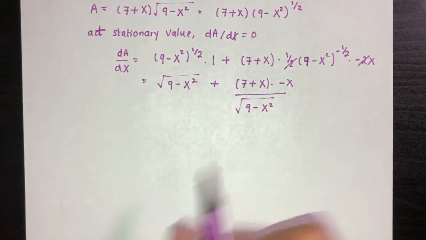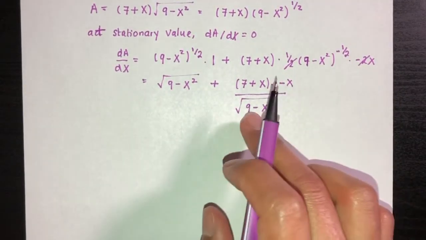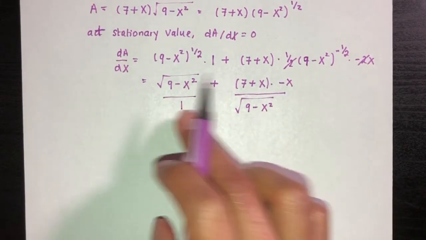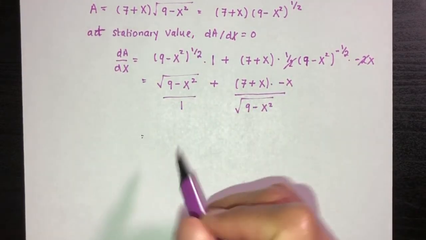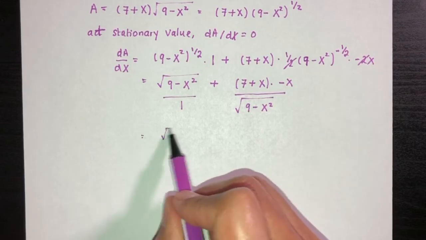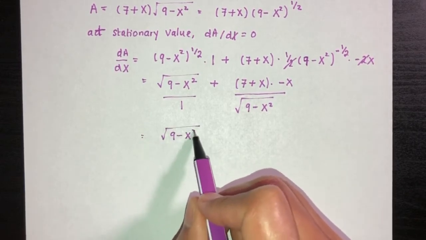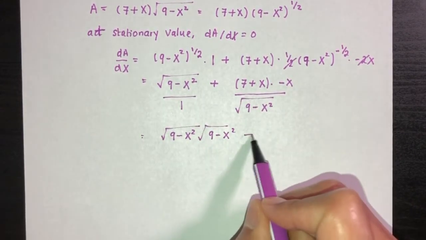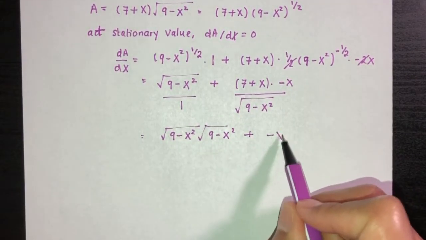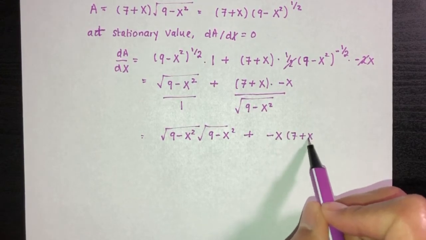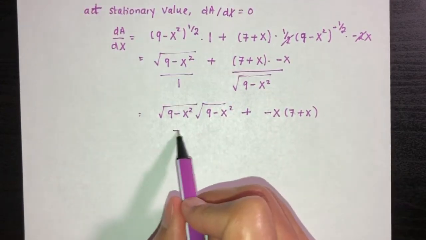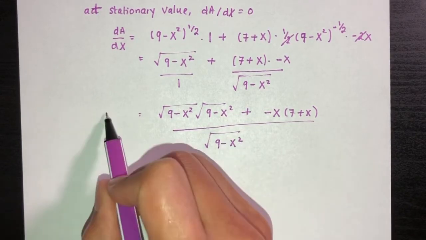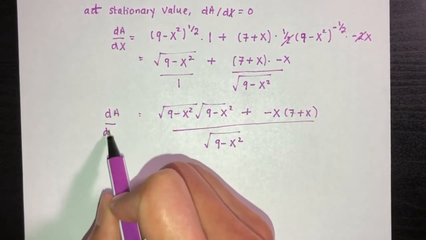Now we have to simplify this. We have to multiply this so that we have the same base, so we have to multiply these two. Here you will have this and this, so we have to cross multiply, right? This will become the same, minus x, 7 plus x, divided by the same base of root 9 minus x squared. This is your dA by dx.